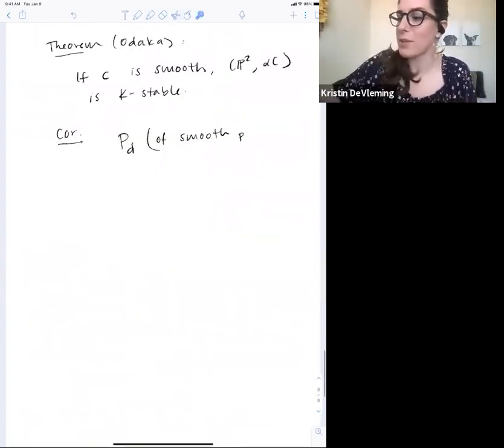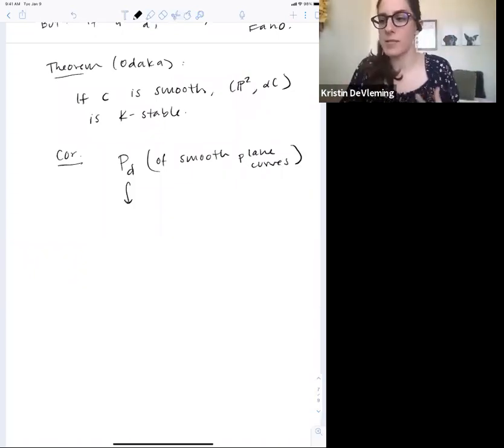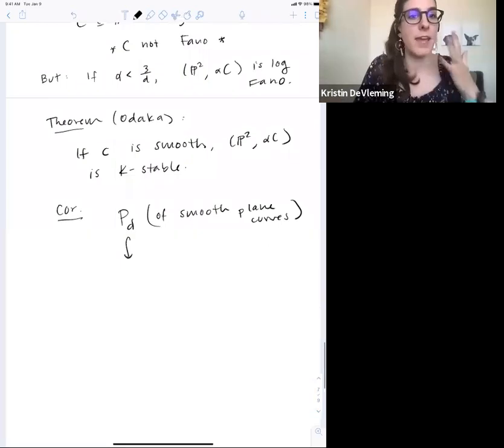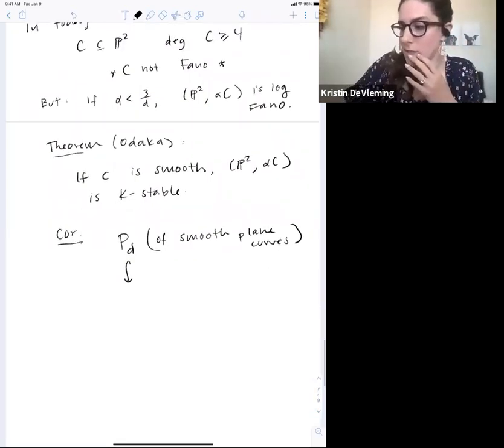The locus of smooth plane curves should embed, or be an open subset of, the locus of K-stable log Fano pairs or K-semistable log Fano pairs. So I'll say it should live inside PKD. But I'm going to put a question mark here.